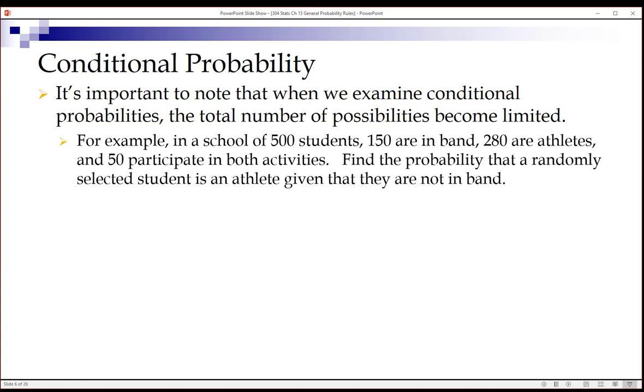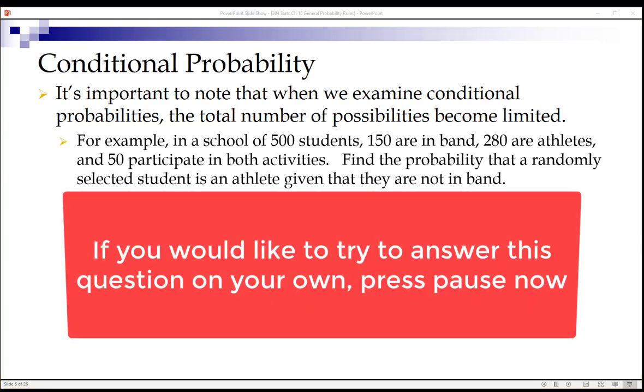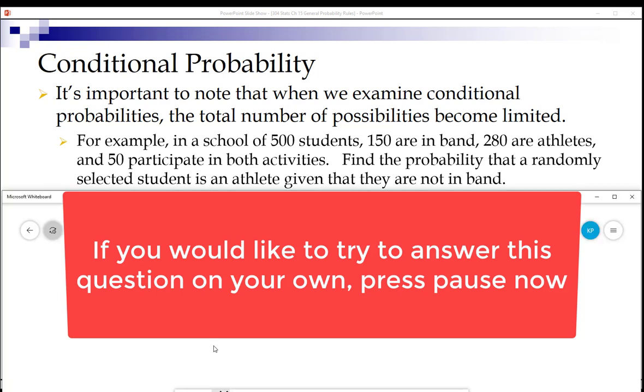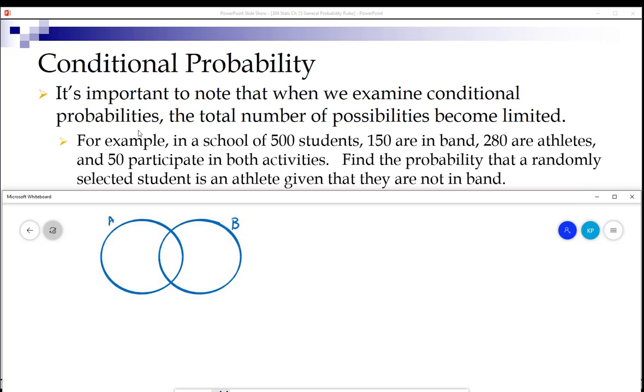So if we want to answer this question, let me go ahead and pull over my whiteboard. So let's go ahead and answer this using Venn diagrams. I'm going to let A represent athletes and B will represent band members. Remember, whenever we deal with Venn diagrams, we always want to start with the intersection or the middle piece. And so we want to start with how many people are both athletes and band members. And so we see that there are 50 people who participate in both. So there's 50 students who are both athletes and band members.